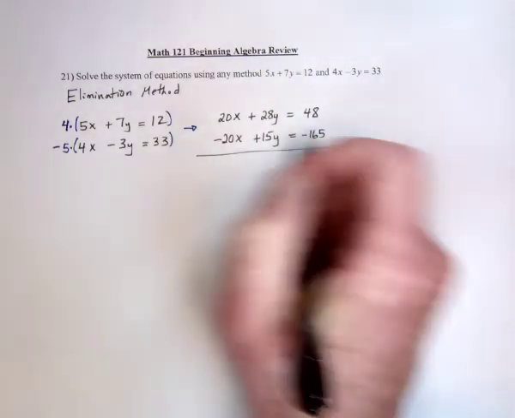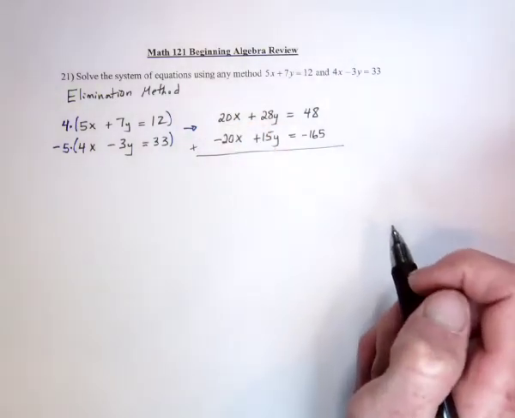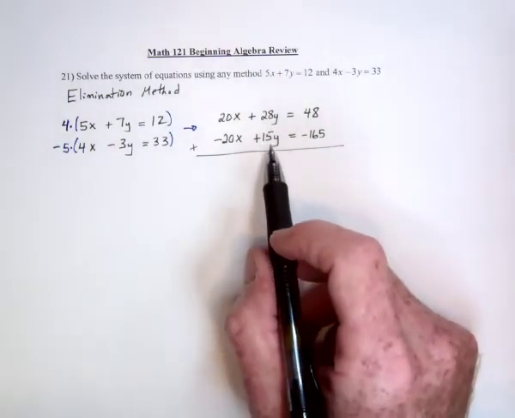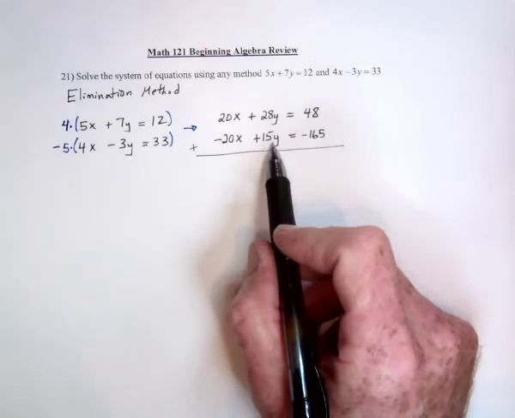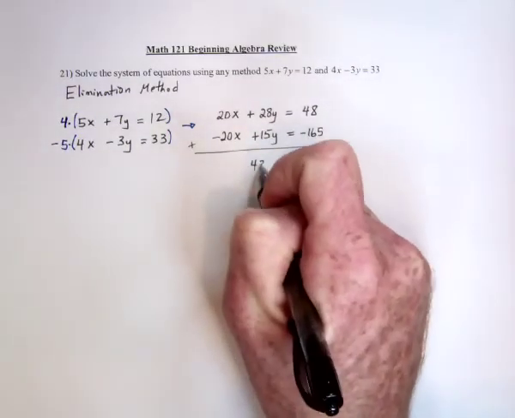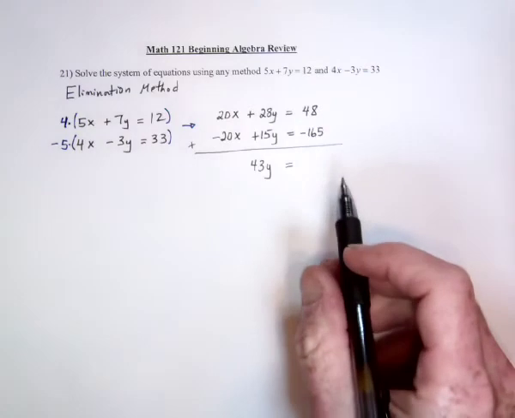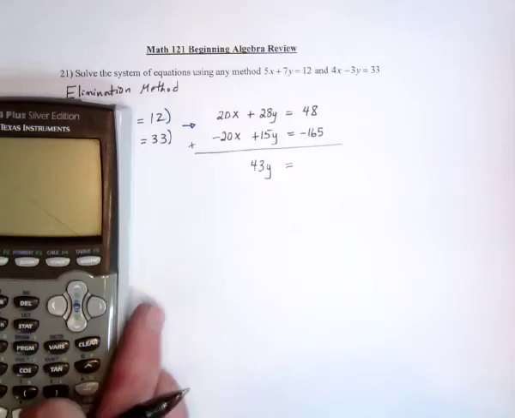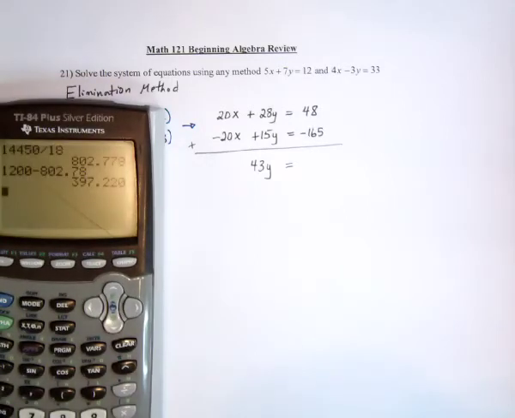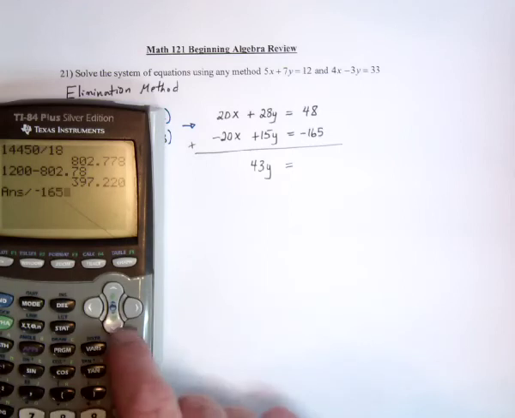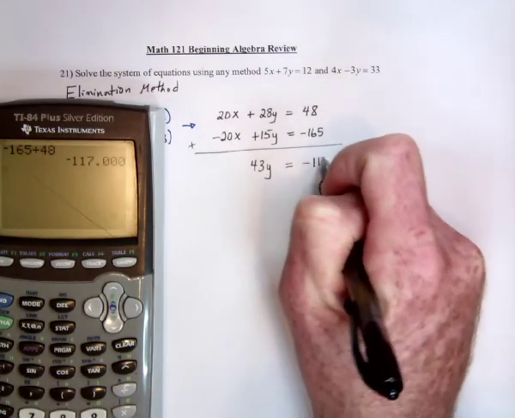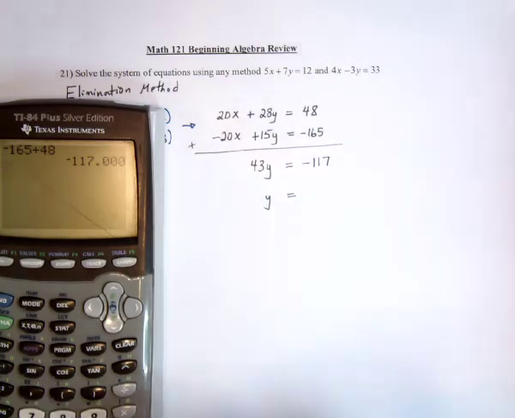All right, then combine like terms. So this is going to be 28 plus 15, which is 43y, and negative 165 and 48 positive. Negative 165 plus 48, that's negative 117. And then we would need to divide both sides by 43.